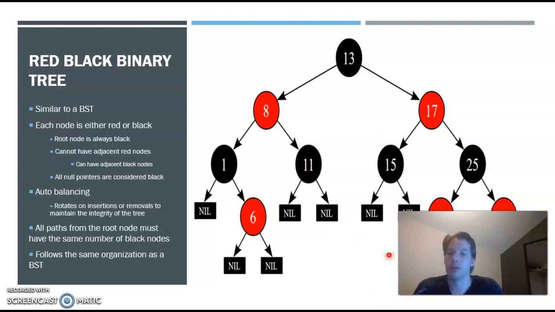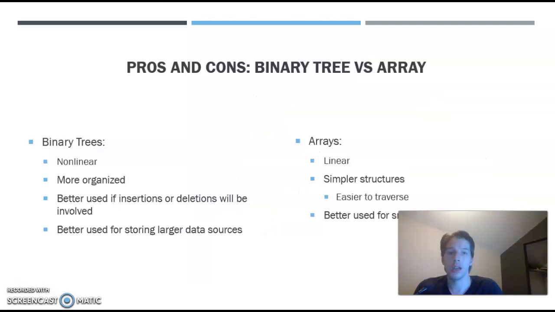All paths from the root node must have the same number of black nodes. So if we look at this tree here, every path has a total of 3 black nodes down it. So we have 1, 2, 3, 1, 2, 3, and so on and so forth. And every path has at least 3 black nodes. And like I said earlier, lesser than 13 is going to be on the left, greater than 13 is going to be on the right.